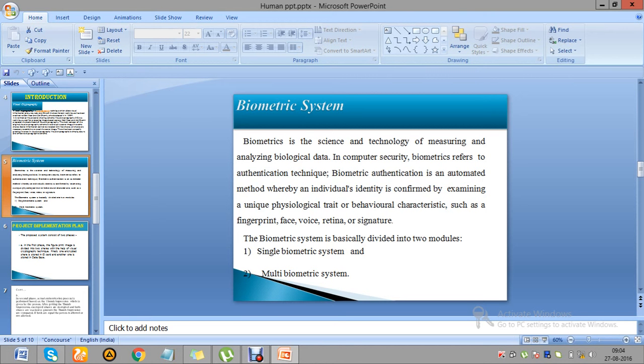Biometrics nowadays is very important, and there are two types of biometric systems. First is the single biometric system and second is the multi biometric system. A single biometric system means you use a single trait, such as face or voice. A multi biometric system uses multiple, such as iris and voice, and retina or fingerprint. That's all.